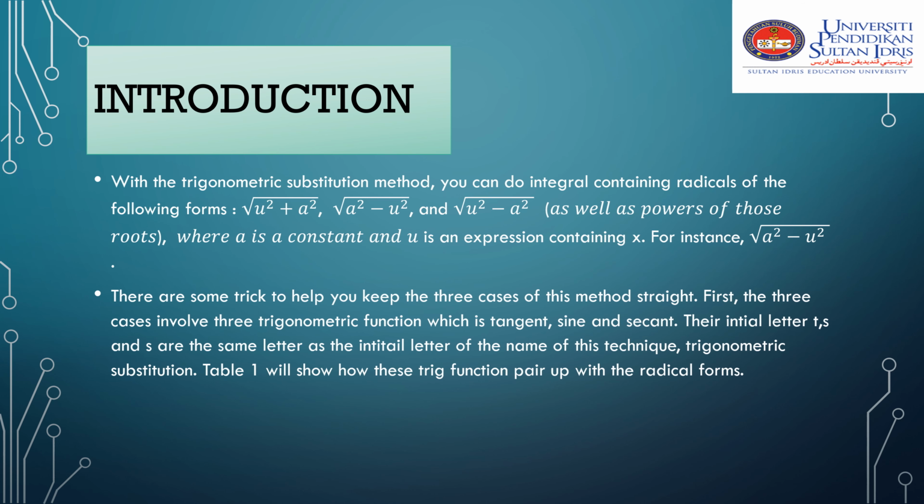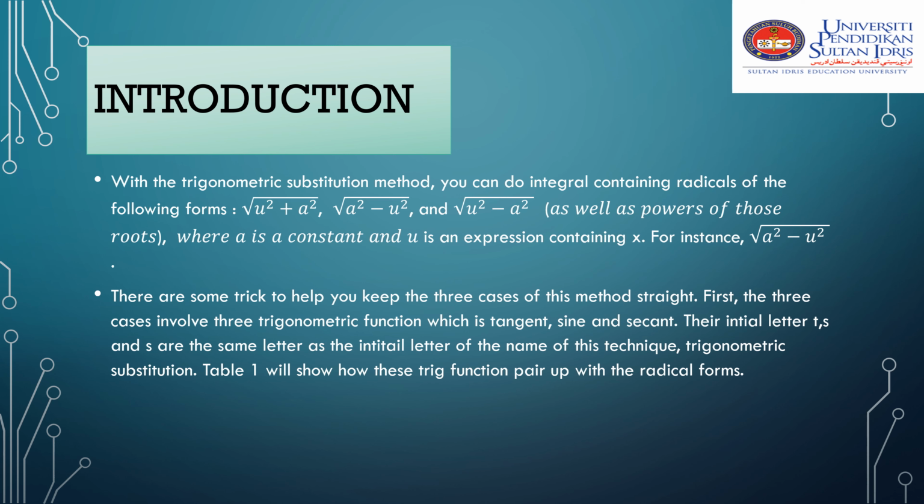With the trigonometric substitution method, you can do integrals containing radicals of the following forms, which are square root of u squared plus a squared, square root of a squared minus u squared, and square root of u squared minus a squared, as well as powers of those roots, where a is a constant and u is an expression containing x. For instance, square root of a squared minus u squared.